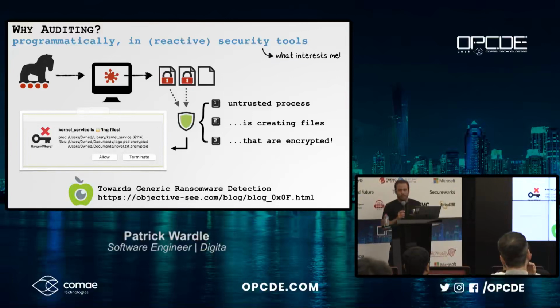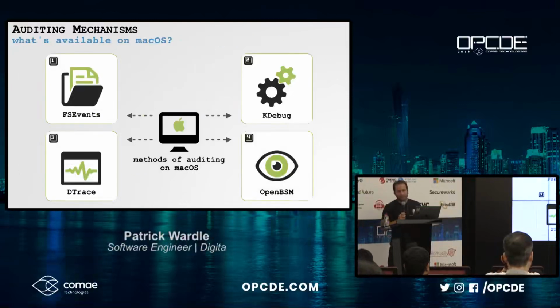And then it can generically detect all known ransomware on macOS. So again, a very powerful tool that's pretty easy to implement thanks again to the auditing subsystems. So what auditing mechanisms are available on macOS?